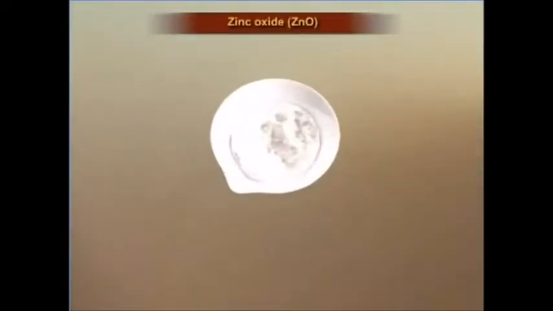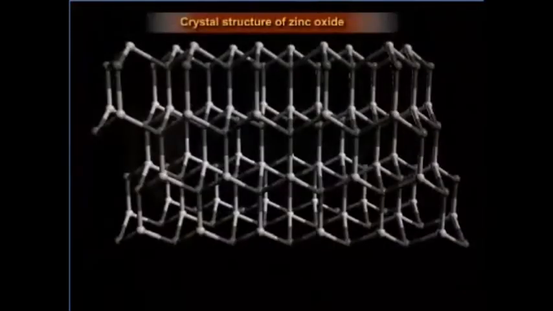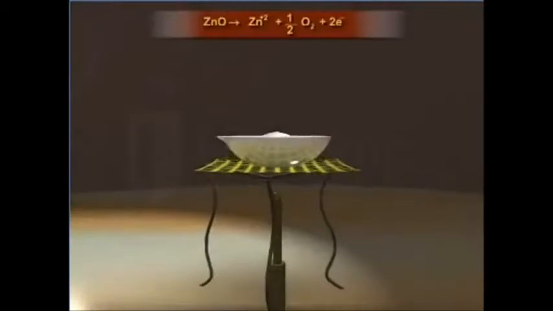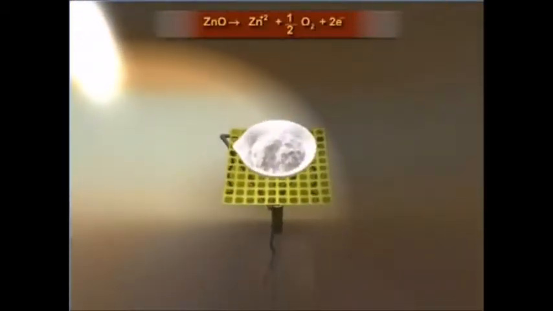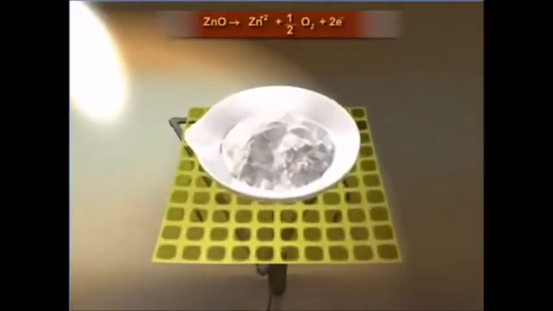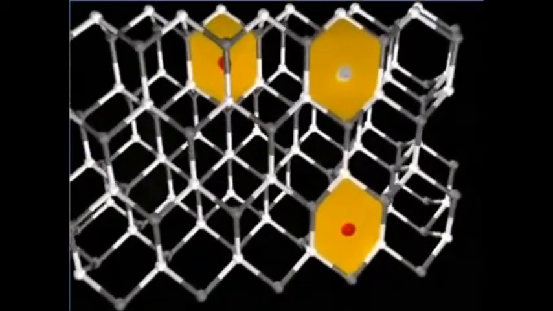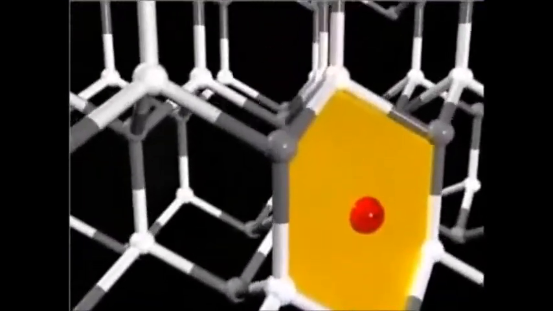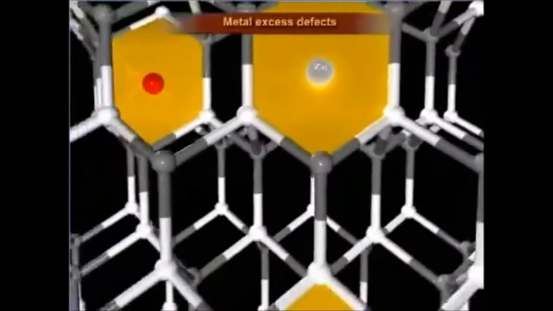Let's now consider an example to explore the metal excess defects that arise due to the presence of extra metal ions. When zinc oxide is heated, some oxygen gas is released from it. The remaining extra metal ions and free electrons produced during the reaction occupy the interstitial sites, thereby developing the metal excess defect in the crystal.